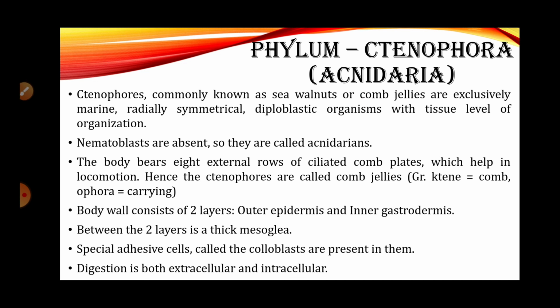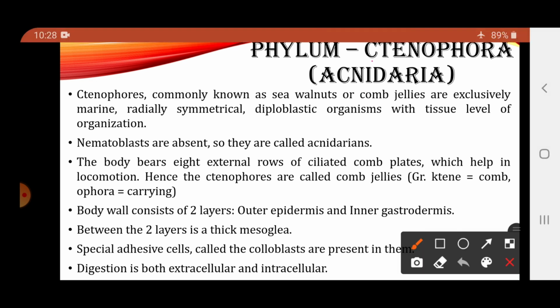Now the next phylum is the Ctenophora, which are also called ACNIDARIA. Why are they called ACNIDARIA? Because nidoblasts are not present here, that is why they are also called ACNIDARIA. Ctenophores are commonly known as sea walnuts or comb jellies. So what is the other name for the ctenophores? Sea walnuts or comb jellies. They are exclusively marine, that is, they are always found in marine water.